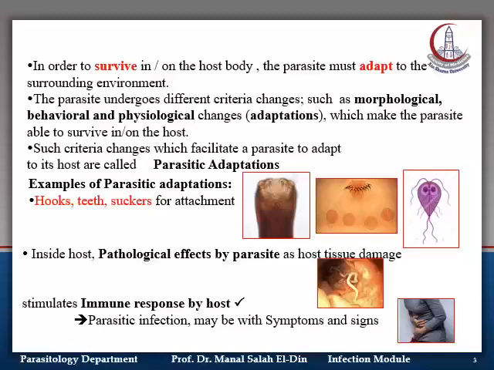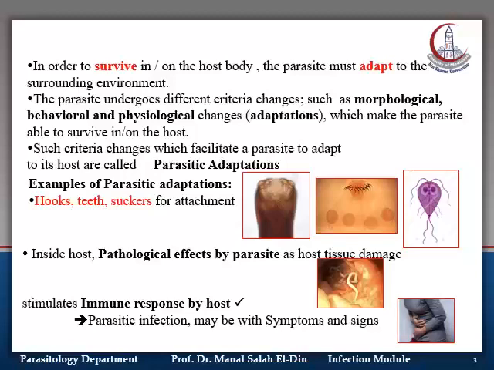Okay, inside the host, the pathological effects by the parasite, such as host tissue damage, stimulate the immune response by the host, and you've taken the immune response by the host to parasitic infections in another module already. Okay, these 2 points result in parasitic infection, which may be with symptoms and signs.